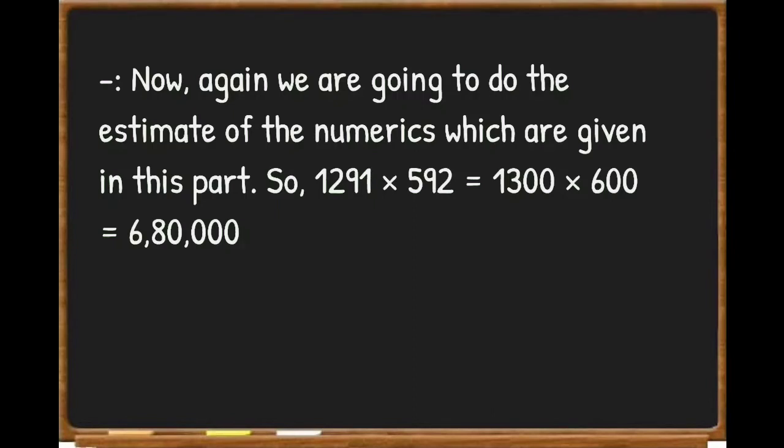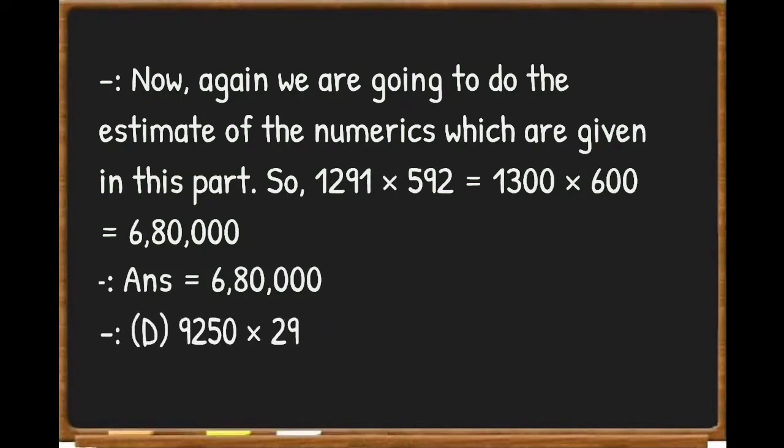When we compare 1291, which means 91, with 50, we know that 91 is greater, so our answer will be 1300. Now we are going to do the second number comparison with 50. When we compare 92 with 50, we will get that 92 is greater, so we will succeed this number also. The new number which we have got is 1300 into 600. When we multiply 1300 into 600, we will get our answer as 6,80,000. So let's move to the next part of our question.